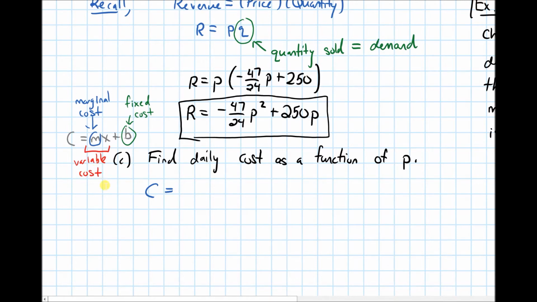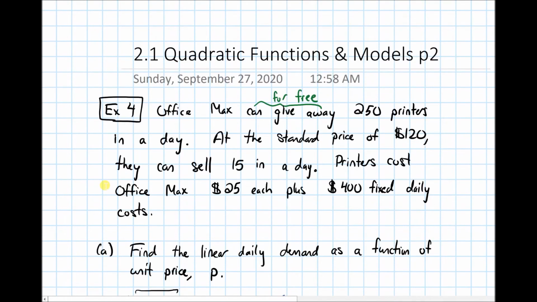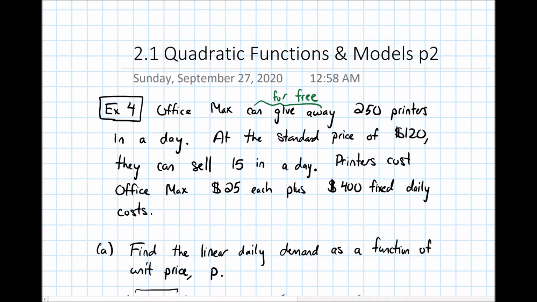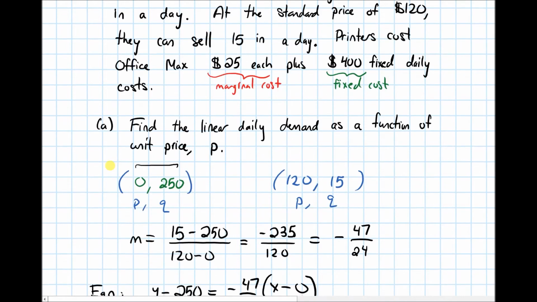So in our problem, if we go up and look at it, it told us that Office Max printers cost them $25 each. So this is the additional cost for each extra printer. So that means this is the marginal cost. And then the fixed cost, well, it tells us that. It tells us that's 400. That is the fixed cost. So let's go ahead and write these in our equation.